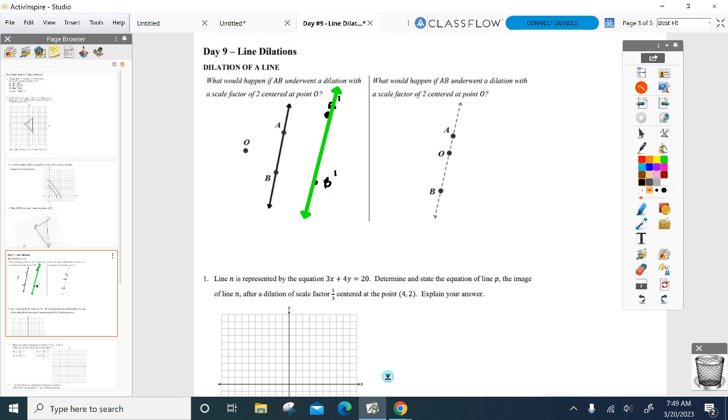Can you tell me something about the two lines? A nice geometric term about these two lines. They're not the same line, right? But what can you tell me about the two lines, AB and A prime B prime, after I just dilated them? They remain, what do they look like? Parallel. They're still parallel. So when you dilate, lines remain parallel after a dilation.